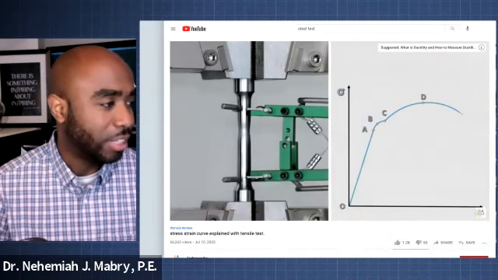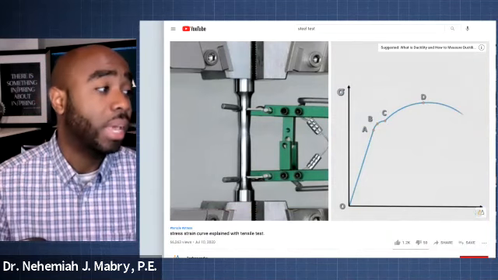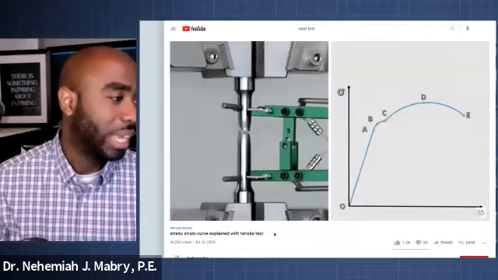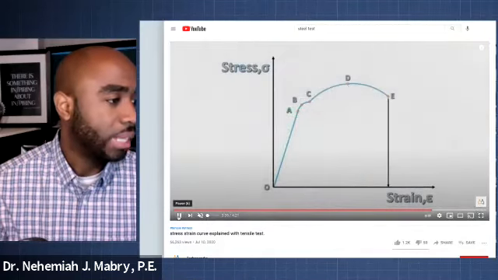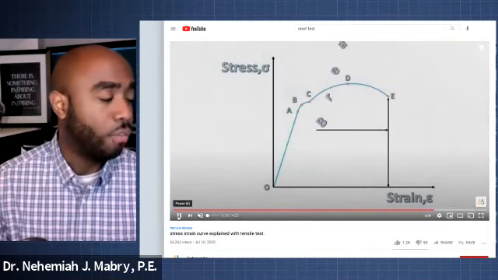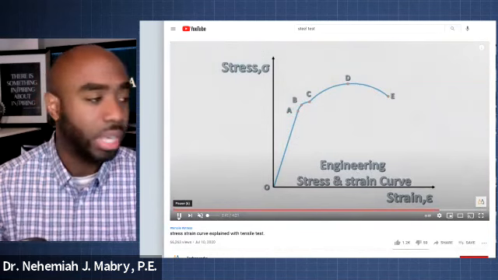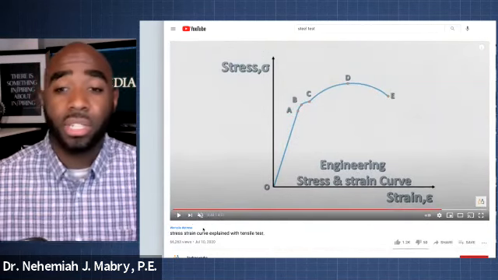And as it is stretching, it is not increasing the load, but the gauge length is getting longer until ultimately there is a failure. So that is, as we said, our fracture, our breaking strength, how they're calling it here, our fracture strength. And this is an example of our engineering stress strain curve.